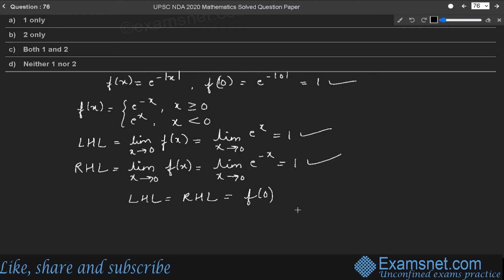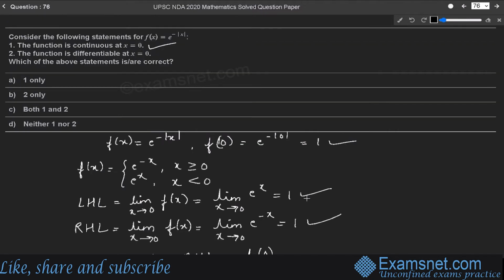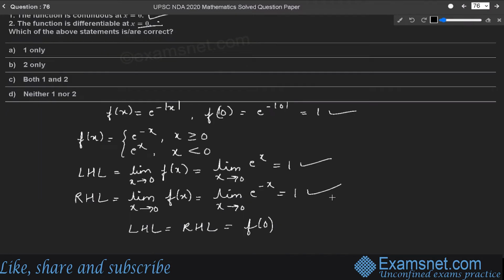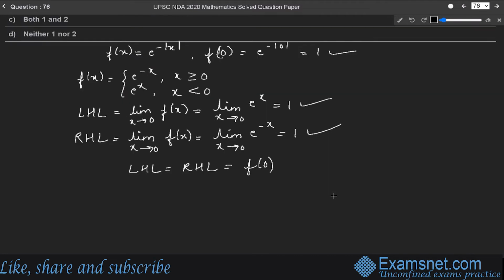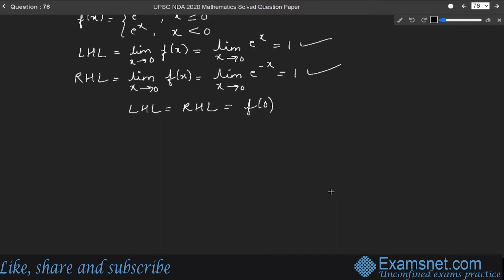Now let us talk about the second statement. The second statement says that the function is differentiable at x is equals to 0. Now we know that a function is differentiable only if left hand derivative and right hand derivative are equal. So let us find the left hand derivative and right hand derivative. So LHD will be limit x tends to 0 f dash x, which gives limit x tends to 0 e to the power x, which will be e to the power 0, which is 1.